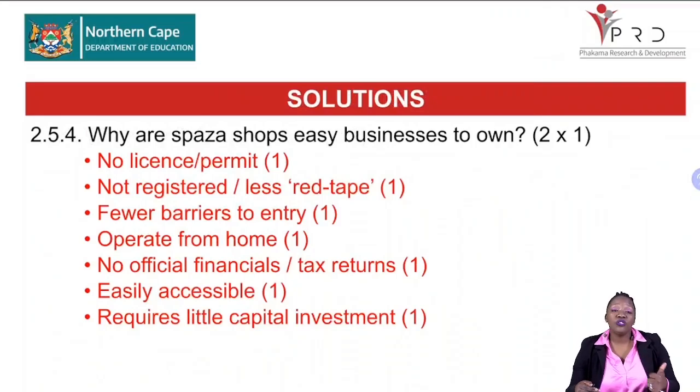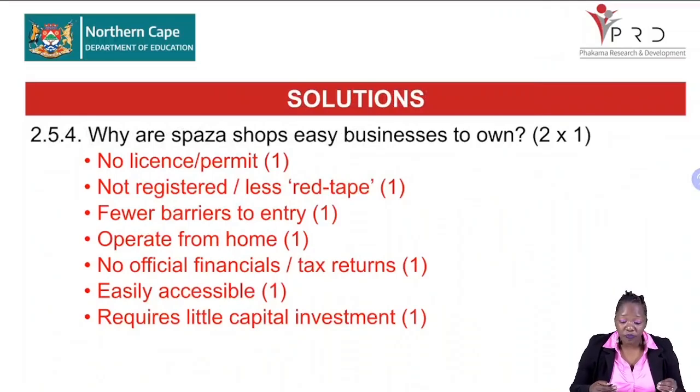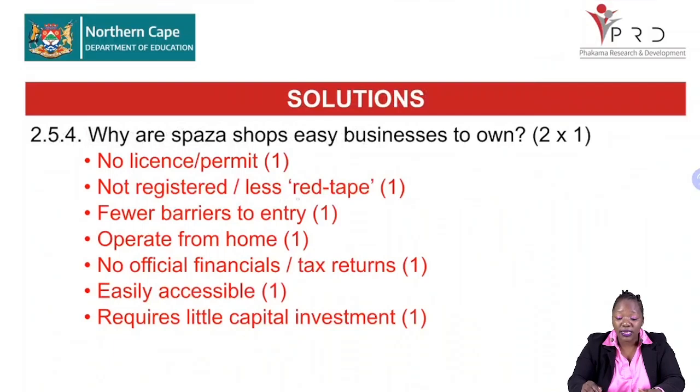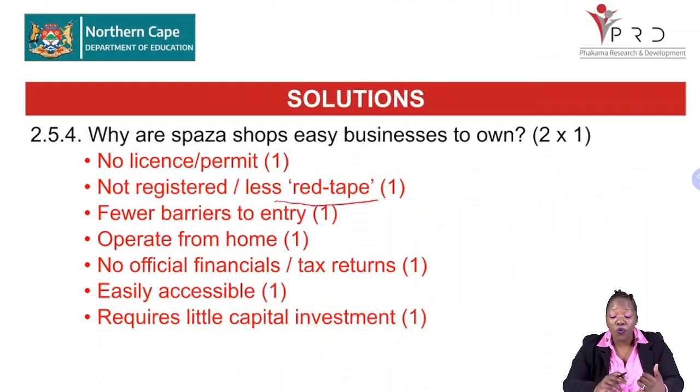The first one, there is no license or there is no permit. If you have money and you have a space, you just create that spaza shop. And secondly, not registered, or there is a less red tape. When we're talking about the red tape, it means whereby you go through formalizing your business, you need to write your business ideas, you must have all the things for the business in order. But with the spaza shop, you just need a little money as well as the space whereby you will create your spaza shop. And also there are few barriers to entry.